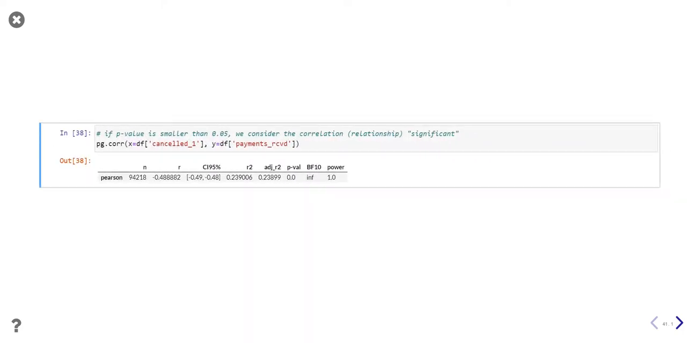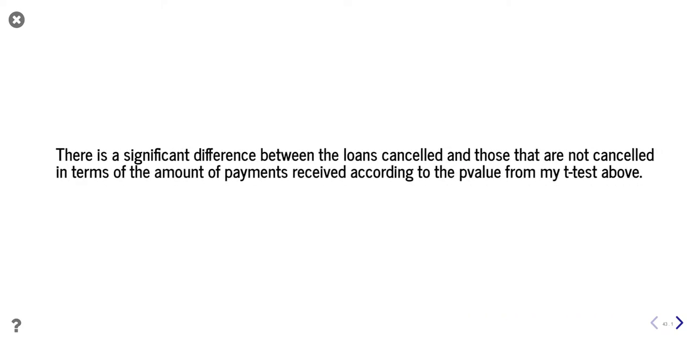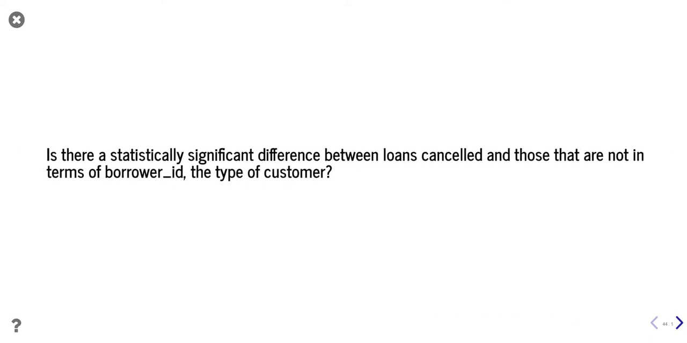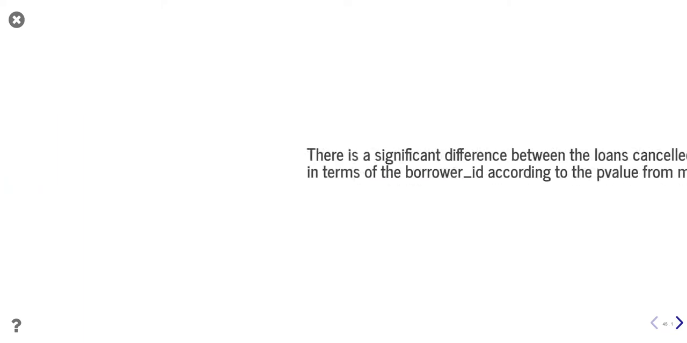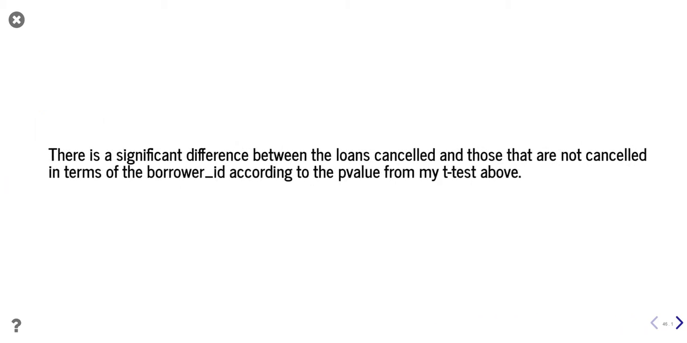So the p-value here is 0, which indicates there is a significant difference between loans canceled and those not canceled in terms of amount of payments received. That was something we explored earlier with the visualization. Is there a difference between loans canceled and those not in terms of borrower ID? That's what I talked about a little bit with the visualization as well. And the p-value, with the E minus 271, is very close to 0. That is very significant as well.